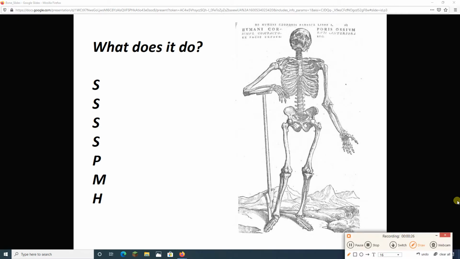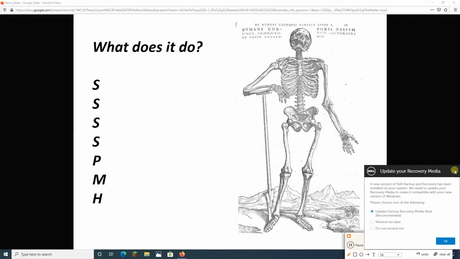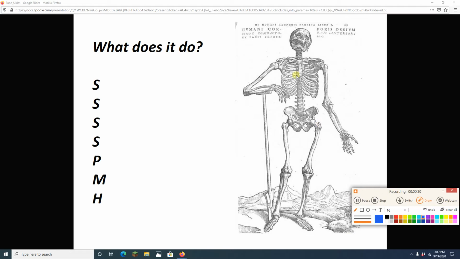So, what do we have here? Obviously, we got a skeleton. Beautiful skeleton. Right there, leaning on a shovel, perhaps. I'm not so concerned about what the skeleton is doing in this picture, but I want to know what functions the skeleton serves. And there are a bunch. Got 4 S's and a PMH. So what are some things the skeleton does?